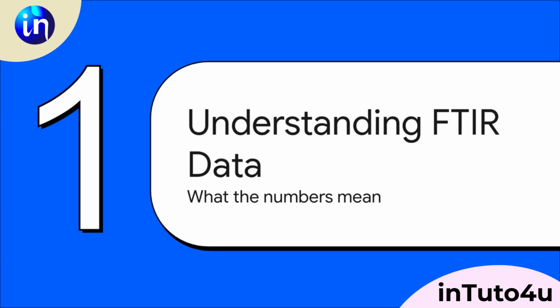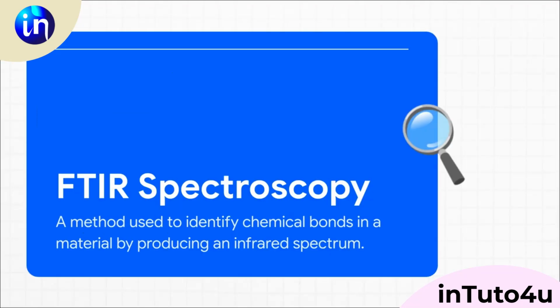Okay, before we even think about plotting, we've got to take a step back and understand what we're actually working with. This first part is all about the foundation, your FTIR data. Because if you don't get what the numbers mean, your graph won't mean much either. So, just so we're all on the same page, what is FTIR? It stands for Fourier Transform Infrared Spectroscopy. Basically, it's a super cool technique where you shine infrared light on your sample. Different chemical bonds in your material absorb different amounts of that light, and that creates a unique fingerprint, or spectrum, that lets us figure out what it's made of.